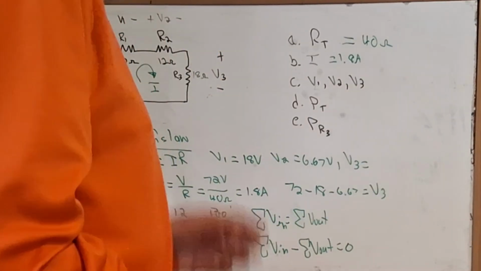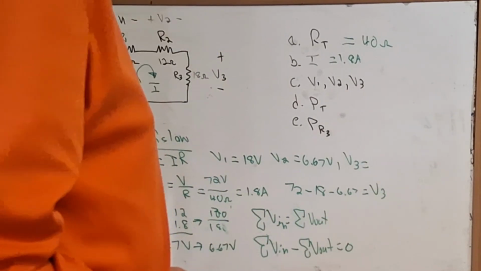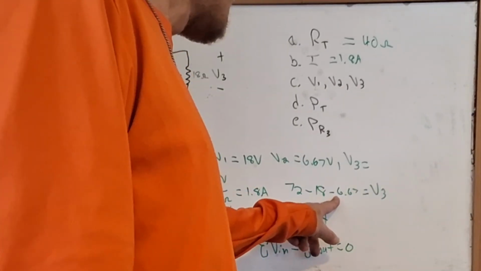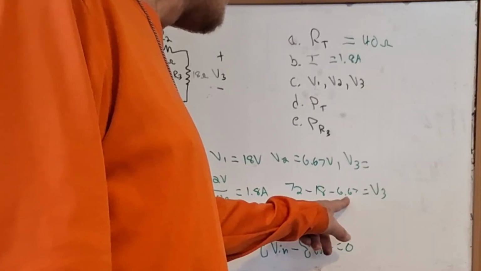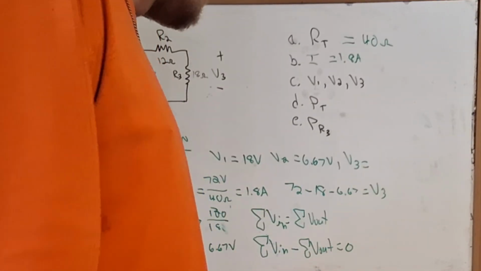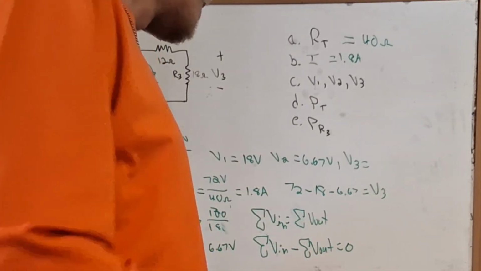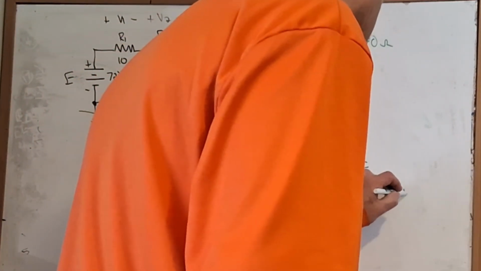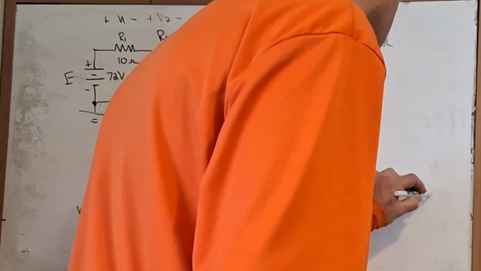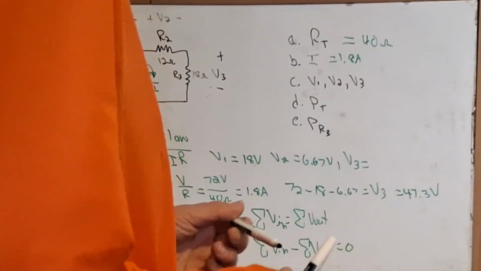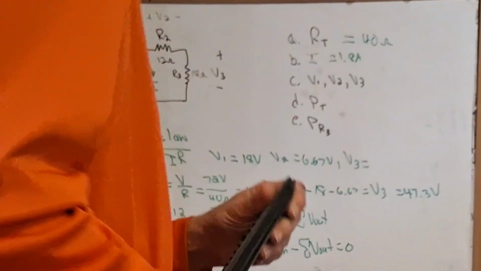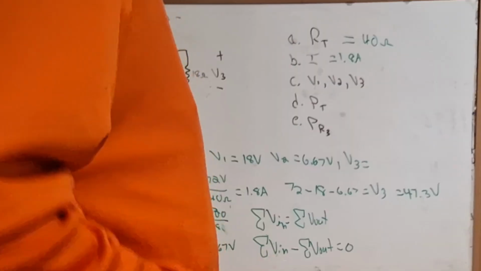And 72 minus 18, that's 54, and 54 minus 6 is 48, and 48 minus 6.67 is 47.33. So we should get 47.3 volts right there. Now I do have my calculator right here, actually. So I'm going to make sure I did my math right.